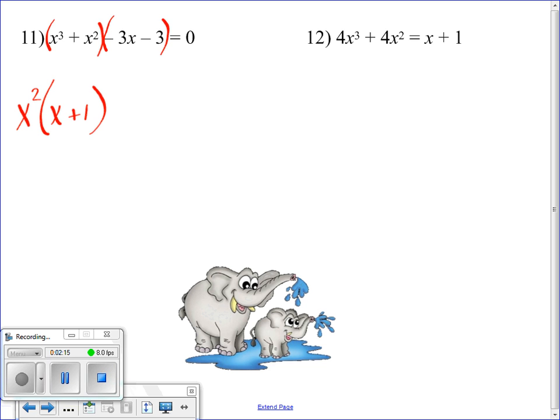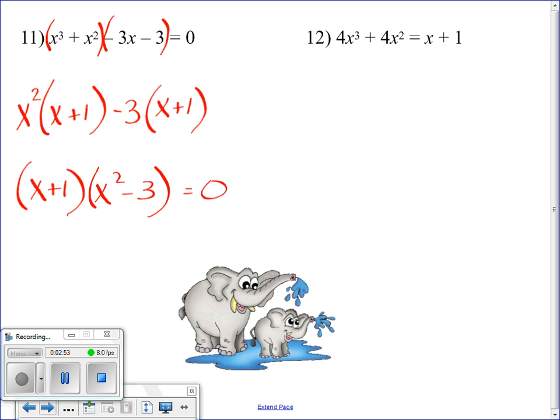What's your GCF in the second one? What's left? What did I just say about those parentheses? They should be the same. A lot of students struggle visualizing what the next step is. What you're doing is factoring out the GCF again, technically. What's common to your entire problem? X plus 1. So it's like I'm taking out the common factor of x plus 1. And if I take that out, what's left? X squared minus 3. Factored.